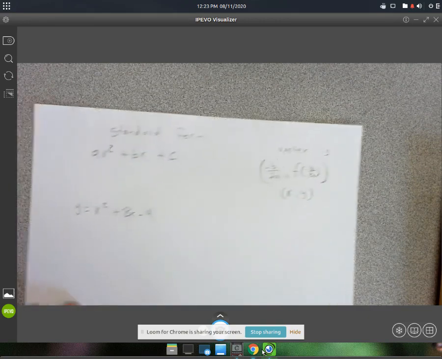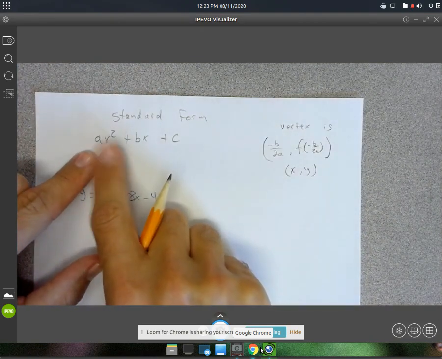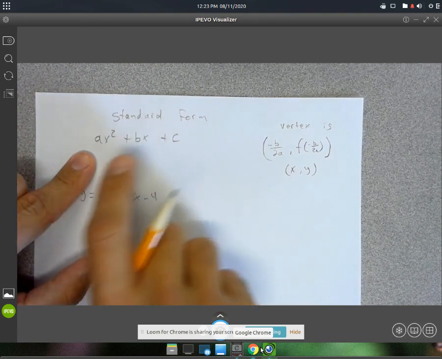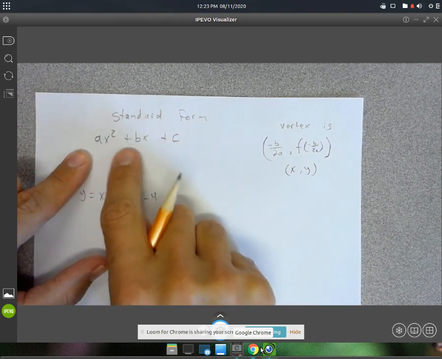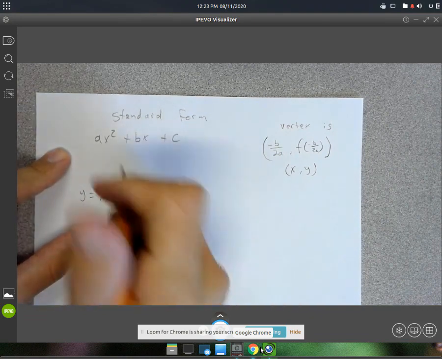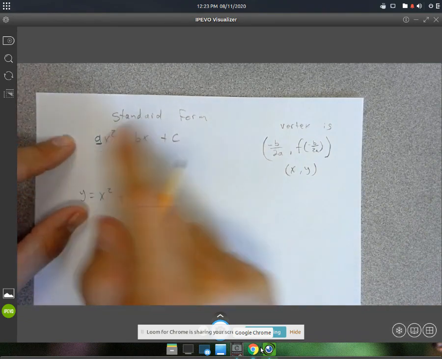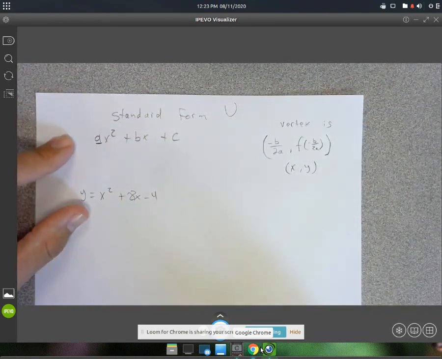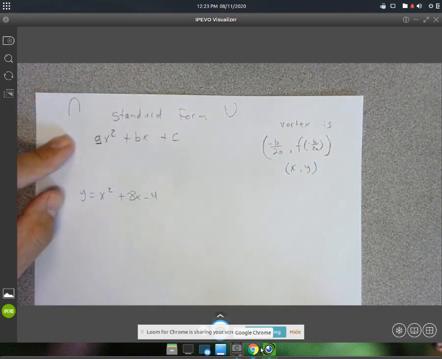All right, so in this video, we're going to be focusing on standard form of a quadratic. So standard form, it's just where you have a, b, and c. It's ax squared plus bx plus c, and a, b, and c are just numbers, right? Now, a is kind of important. If a is a positive number, that means that the quadratic is going to be opening up. And if a is a negative, it means that the quadratic is going to be opening down.